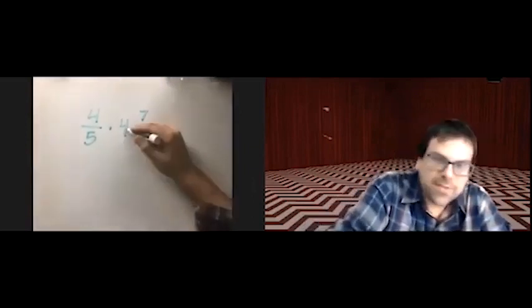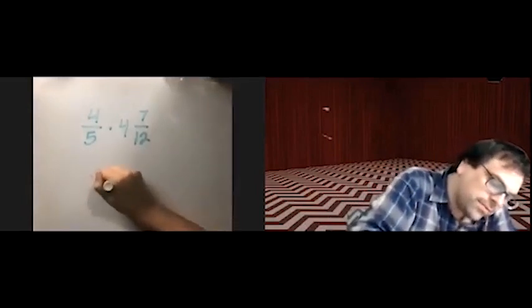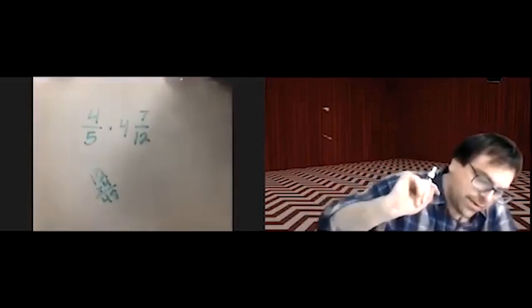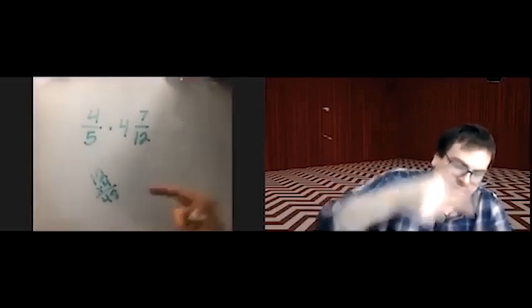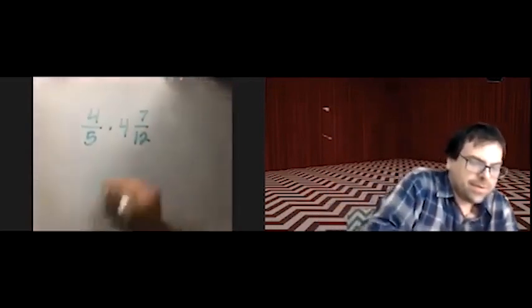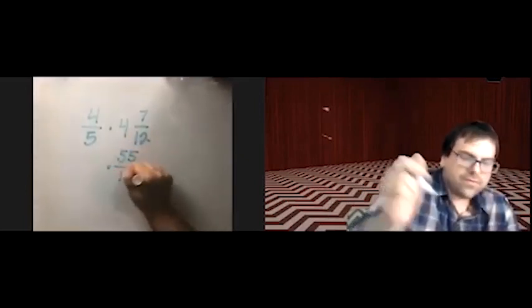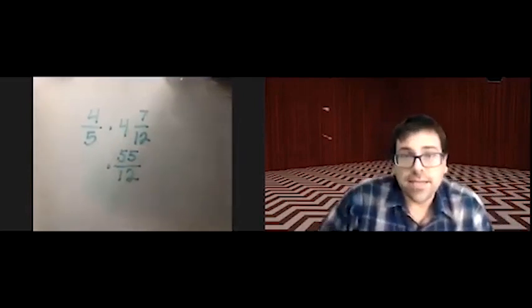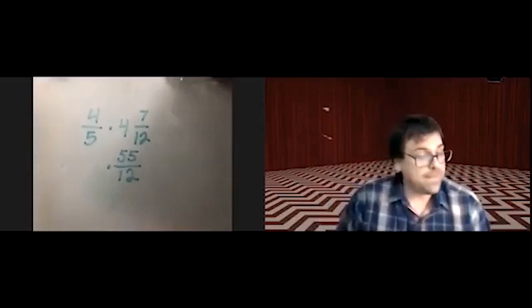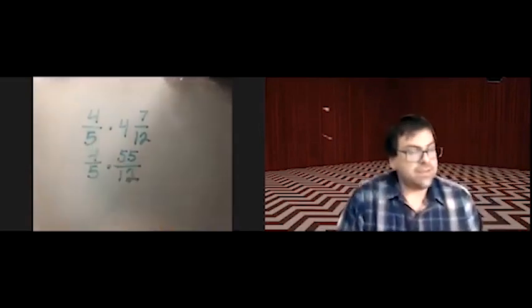So 12 times 4 is what? 12 times 4 is 48 plus 7. 49, 50 plus another 5, that's 55/12. 55/12. This is why we did practice in the homework with turning mixed numbers into improper fractions and vice versa. This is 4/5 times 55/12.